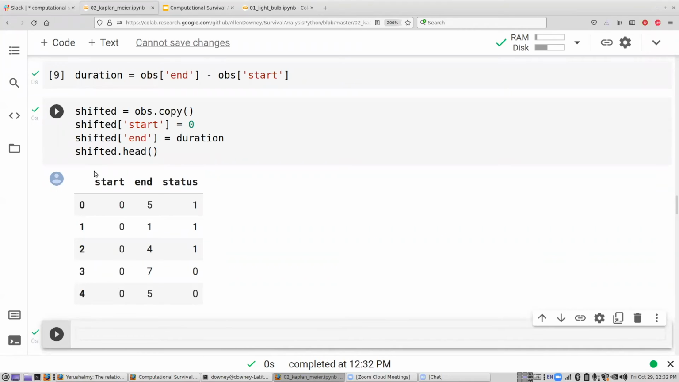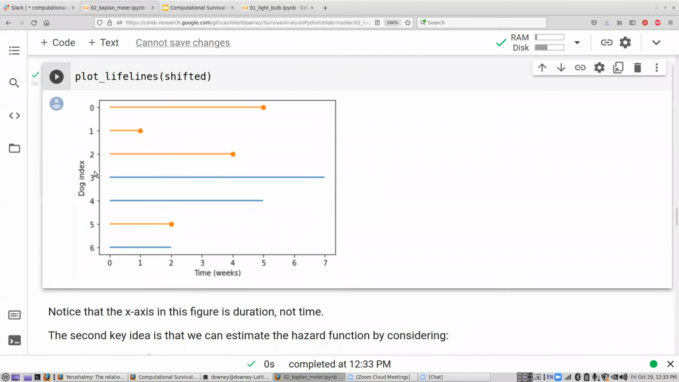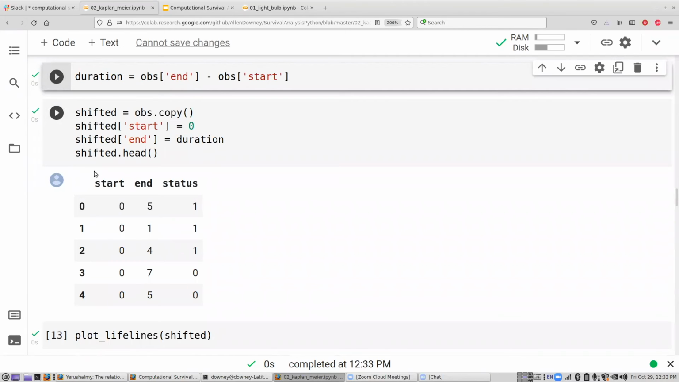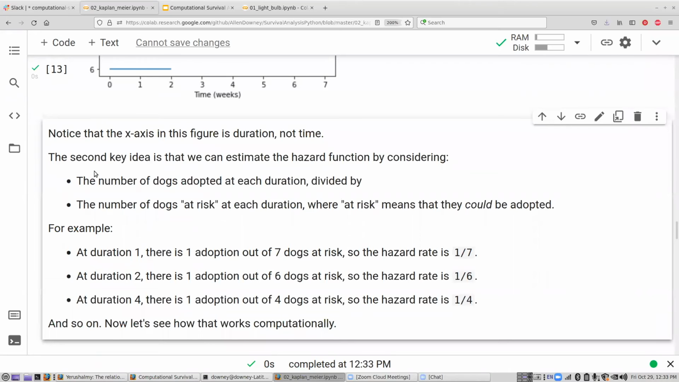I computed the duration for each dog. I created a copy of the observation data frame. I shifted it so all the start times are 0. All of the end times are equal to the durations, and the status column is the same. And now if you plot lifelines, which is the same function that we used before, and you plot the shifted values, it should look pretty much the same, except that all the lifelines are now starting at week 0. So I'll put that code up and give you a second to type. Any questions on this? Again, I'm sorry about the confusion. So that's the first key idea, is to take all the lifelines and shift them so they start at 0.